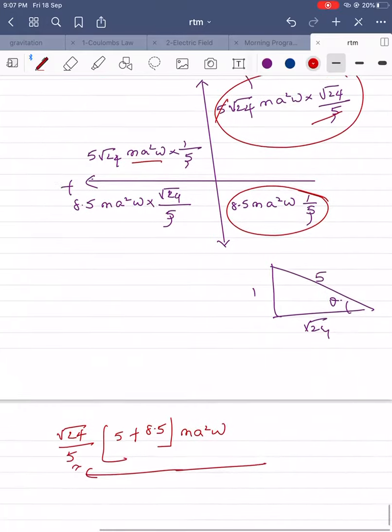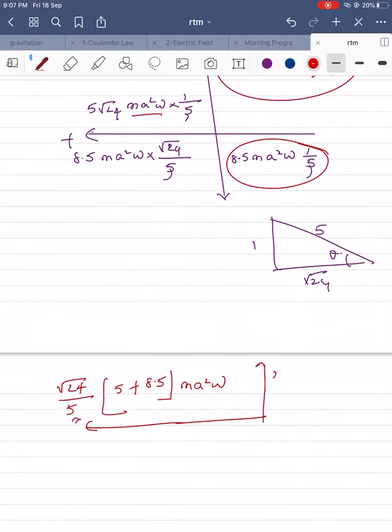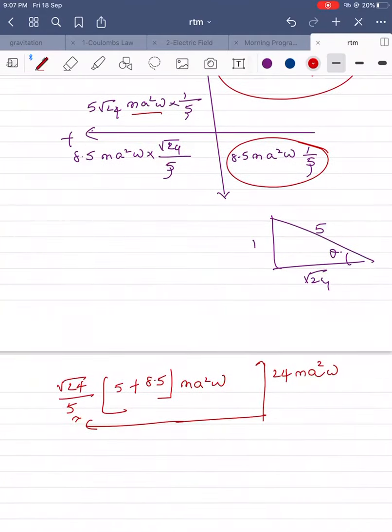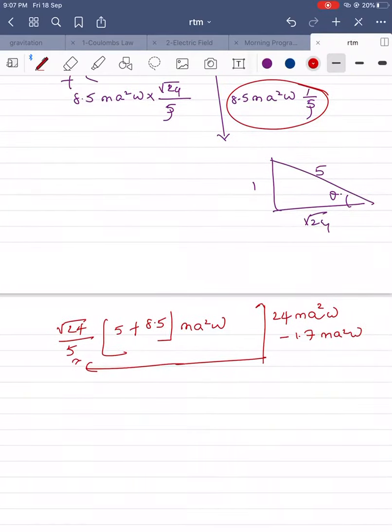Root 24 is nothing but root 24 into 24, m a square omega minus 8.5 by 5, it is equal to 1.7 m a square omega, okay, it is equal to 22.3 m a square omega, and on the other side 13.5 into root 24 upon 5 m a square omega.